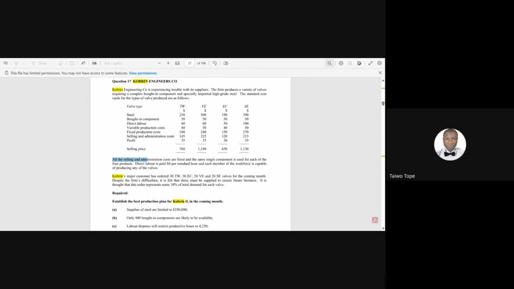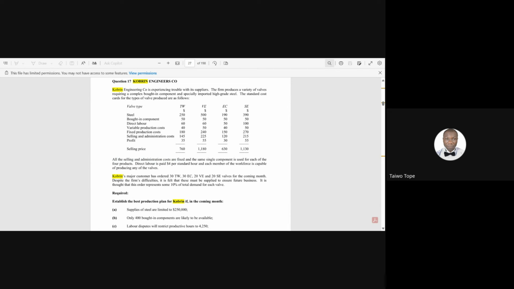All the selling and administration costs are fixed. It means this selling and admin cost is a fixed cost. It's clearly stated: all selling and administration costs are fixed. Somebody will say, but it's often variable. The question is telling you what it is.